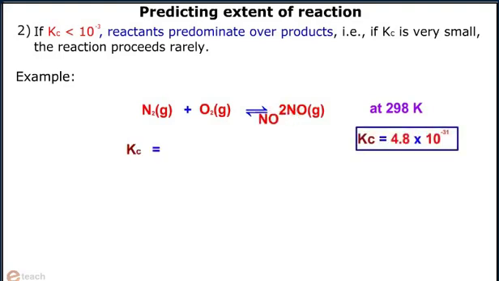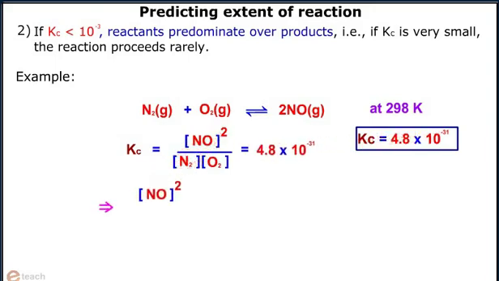For example, for the reaction N2 + O2 ⇌ 2NO at 298 Kelvin, Kc of the reaction is equal to 4.8 × 10^-31. So, Kc = [NO]^2 / ([N2][O2]), which is equal to 4.8 × 10^-31.